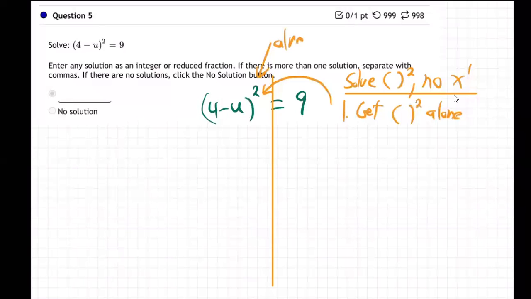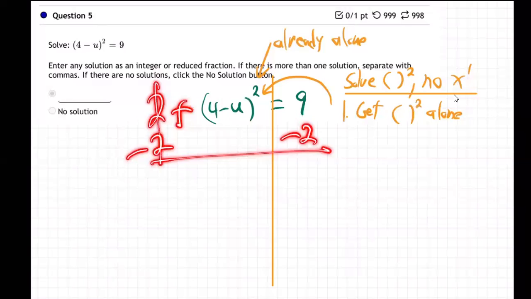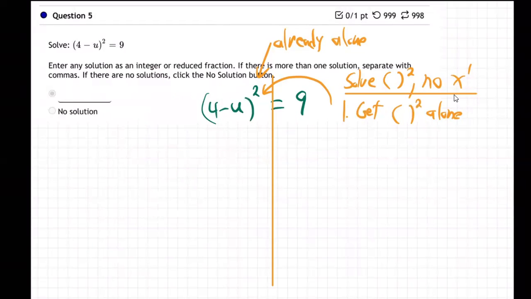So I'll say already alone. What I mean is if I had like a 2 here, then I would divide by 2 on both sides to get rid of that. Or if I had a 7 added, I would subtract 7 from both sides to get rid of that. If I had something outside of the parentheses, so that it wasn't alone, I would do that first. If I had like a 2 added here, it was 2 plus the parentheses squared, I would subtract 2 from both sides to get rid of that first and get the parentheses squared alone. So the first thing you do is get the parentheses squared alone, but this one already is alone. Okay, so then we just move right on.